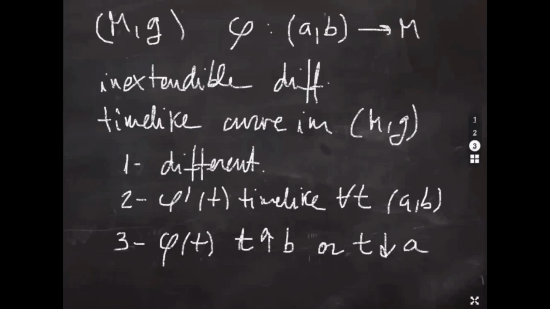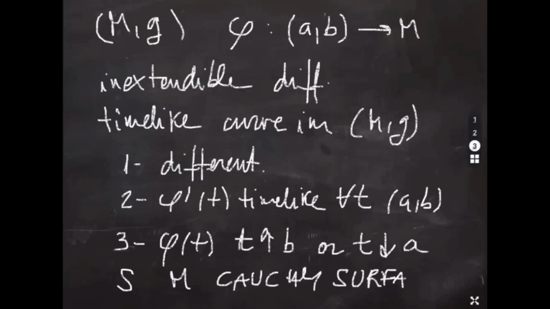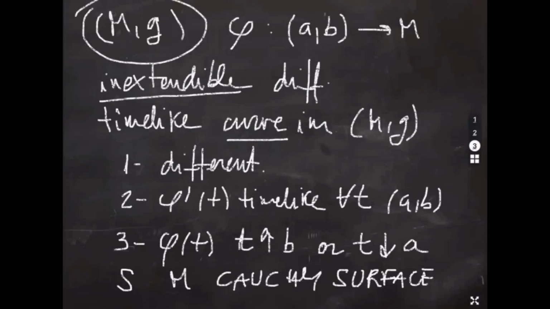So a subset S of M is called a Cauchy surface, Cauchy, French, if every inextendible curve in your Lorentzian manifold has exactly 1 point of intersection with S.